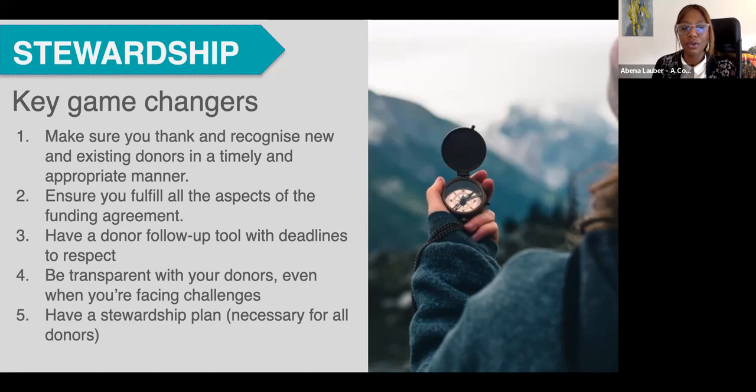Be transparent with your donors, even when you're facing challenges. It's an opportunity to have conversations with them, and to have a stewardship plan, which is necessary for all donors. And we'll look at the stewardship plan.